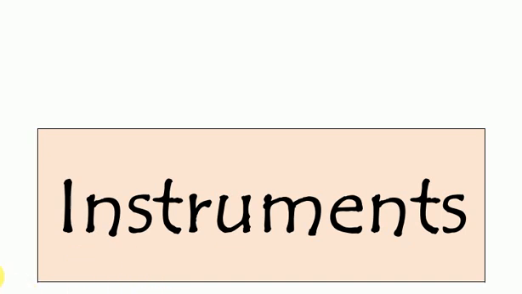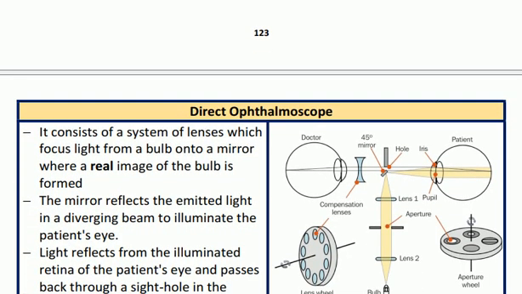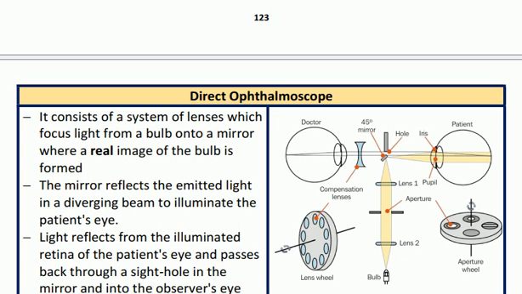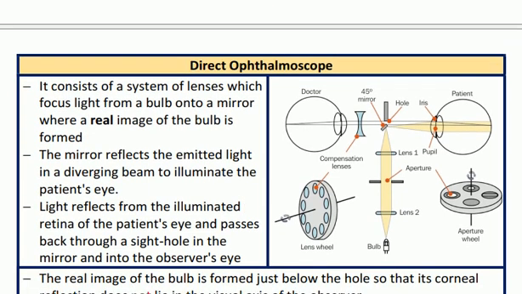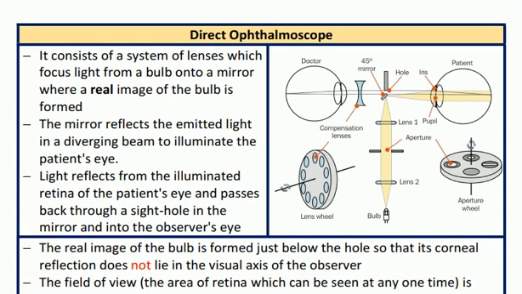The next chapter is instruments. The first instrument is the direct ophthalmoscope. The direct ophthalmoscope is commonly used for routine examination of the fundus of the eye, especially when a slit lamp cannot be used. It is small, easily portable, and can also be used to examine the more interior parts of the eye. It is important, therefore, to understand how it works and its advantages and limitations.